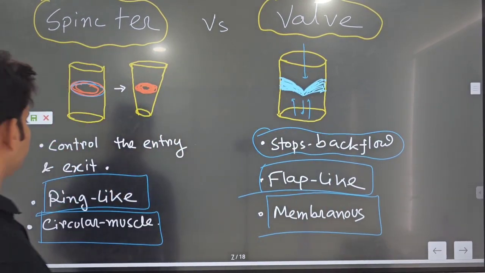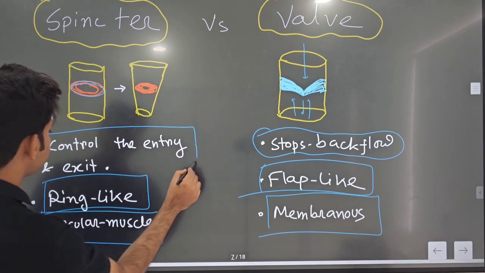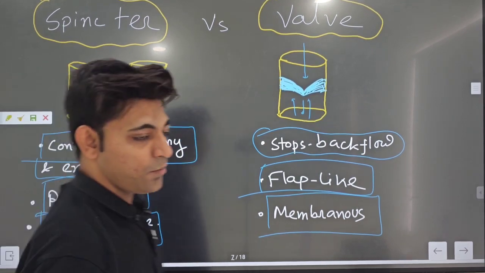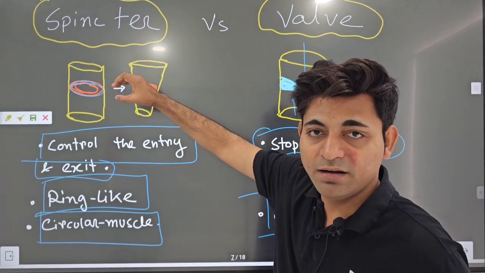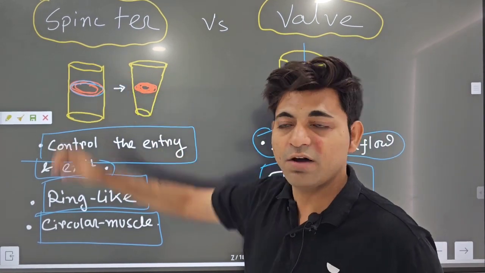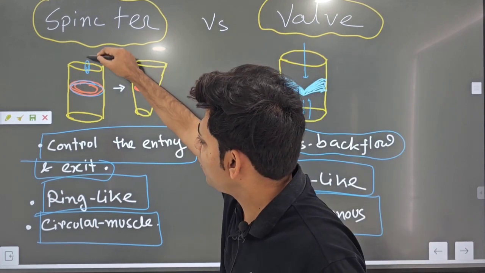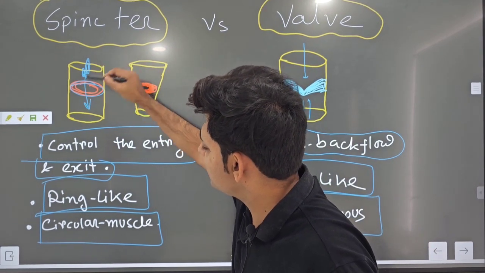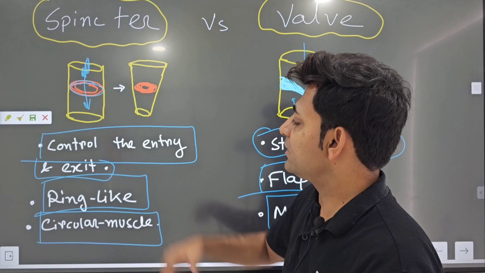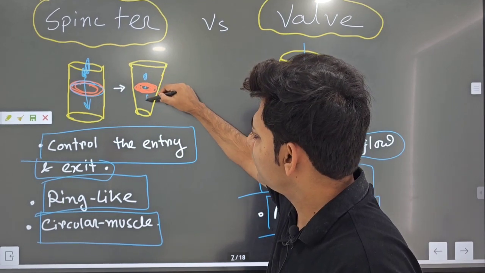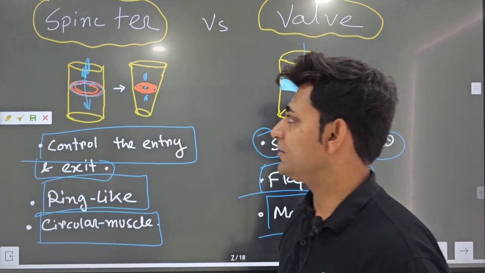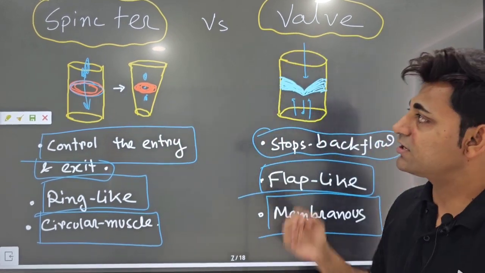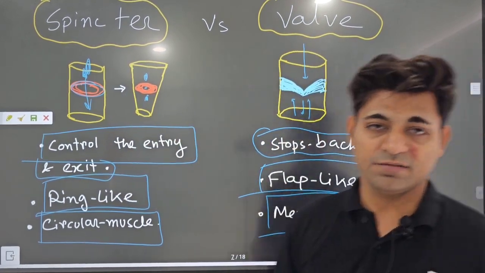So valves stop the backflow of food material or any material. Now the sphincter is responsible for controlling the entry and exit of material. When a sphincter contracts, it squeezes and narrows down the lumen of the pipe. So here more food was entering; after the contraction of the sphincter, less food will enter. So it can control the entry and exit of material. This is the basic difference between sphincters and valves.